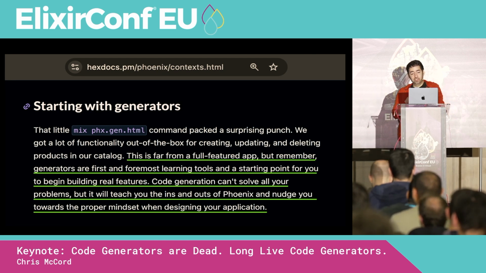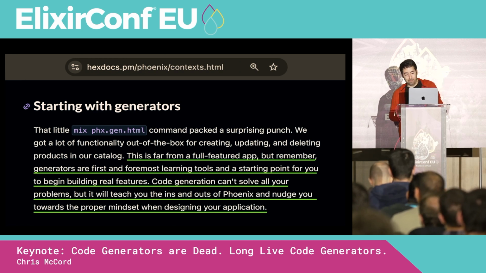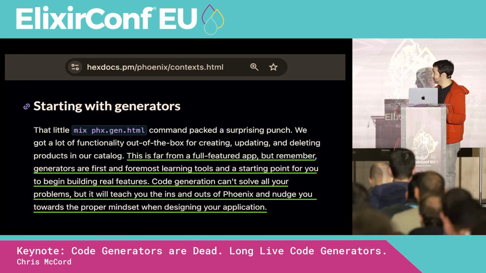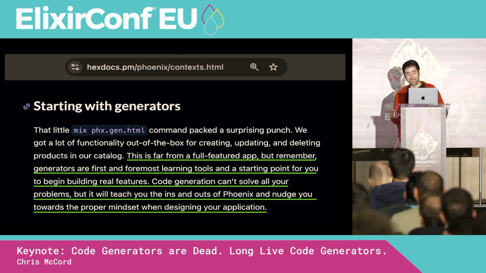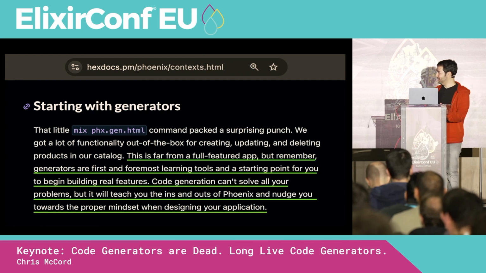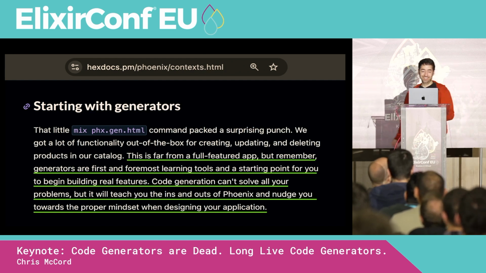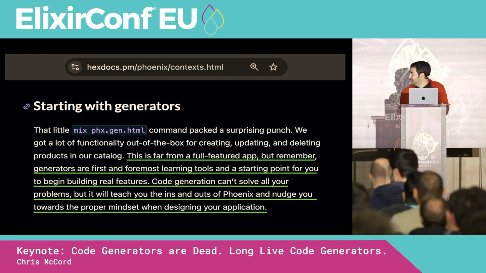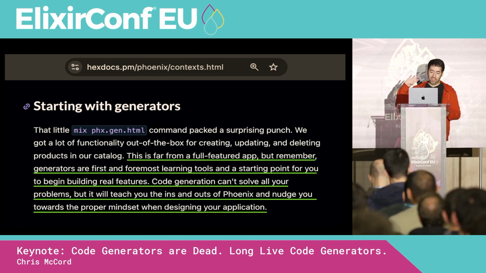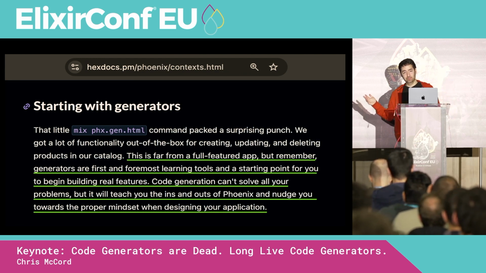So we're talking about Phoenix Gen HTML in the guides here. We said that this is far from a full-featured app, but remember, code generators are first and foremost learning tools and a starting point for you to begin building real features. Code generation can't solve all your problems. Oh, look at how prophetic that was. But it will teach you the ins and outs of Phoenix and nudge you towards the proper mindset. So I think this is how people need to frame their mindset when thinking about LLM-based code.